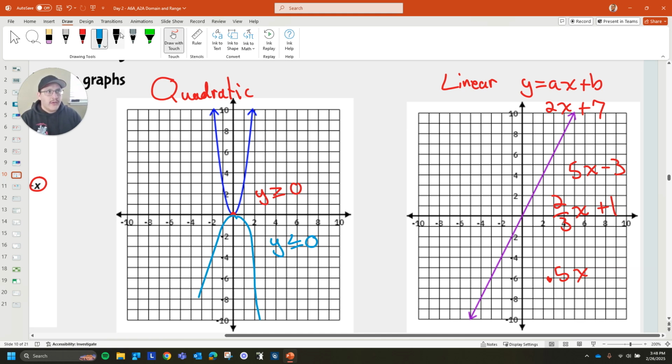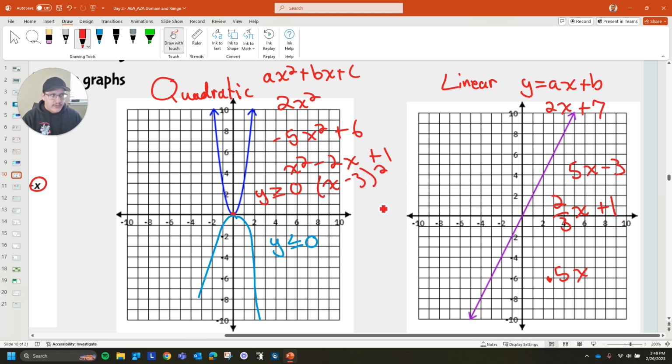What do quadratic equations look like? They're in the form ax squared plus bx plus c. These equations usually have like 2x squared, negative 5x squared plus 6, x squared minus 2x plus 1. You may even have x minus 3 in parentheses squared plus 7, whatever the form is. Okay, these are all considered quadratic when you see the square around the x.